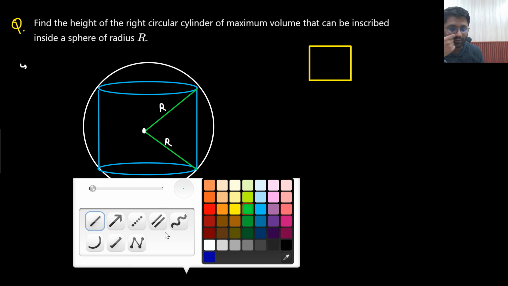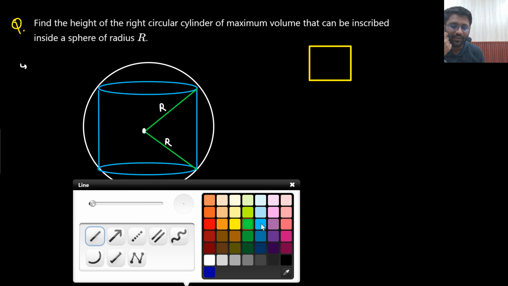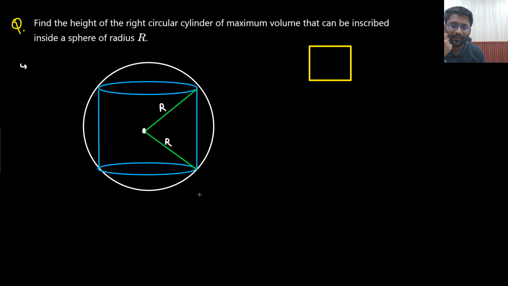Now what about the radius of your cylinder? That is small r. The radius of your cylinder is small r. And what will be the height of your cylinder? Height will be h. So this height is h, right? And this is r.